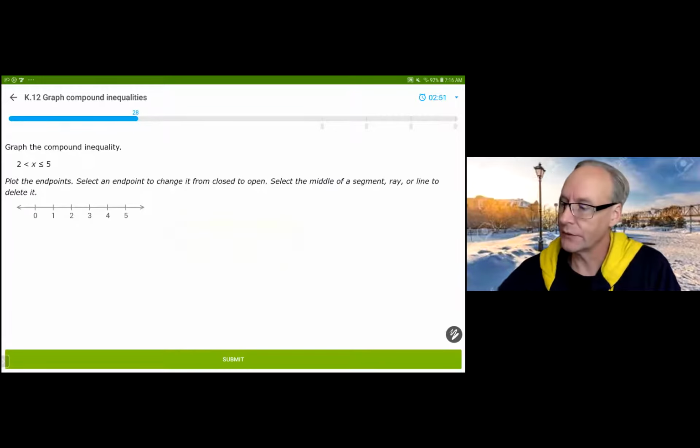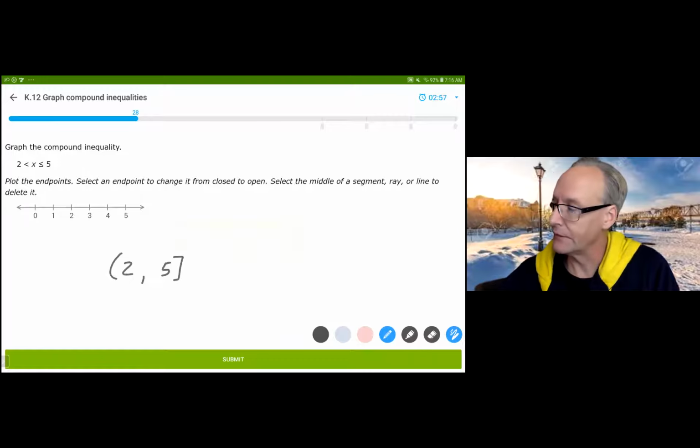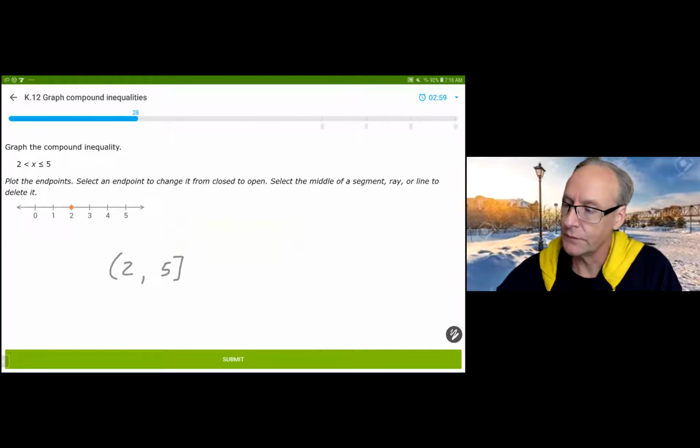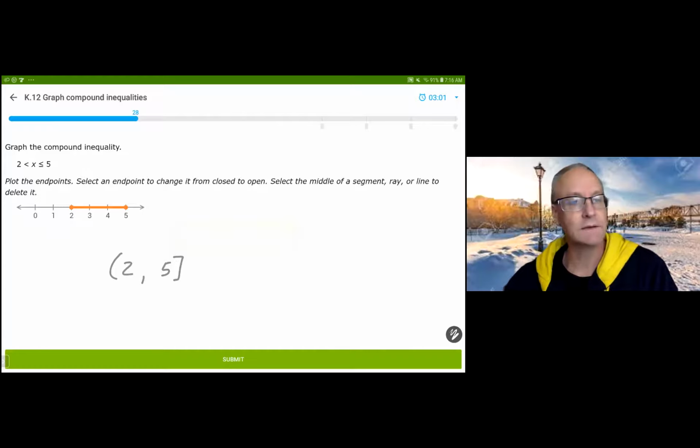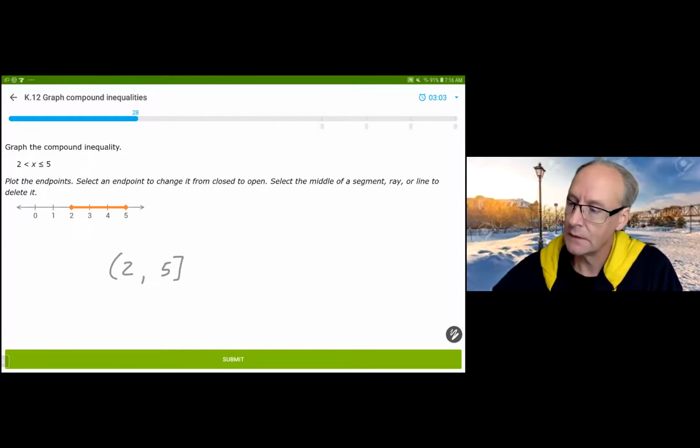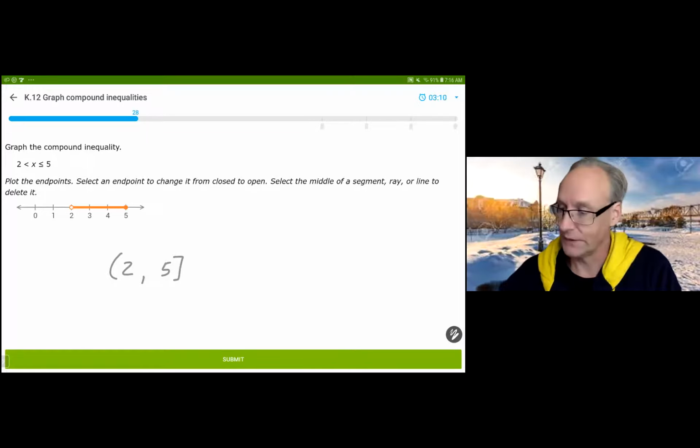This one, we're going from 2 to 5, but we are including the 5. So we're going from 2 to 5. And can you see where my mistake is? You want to remember to eliminate. Do not want to include 2. But 2.1 is included.